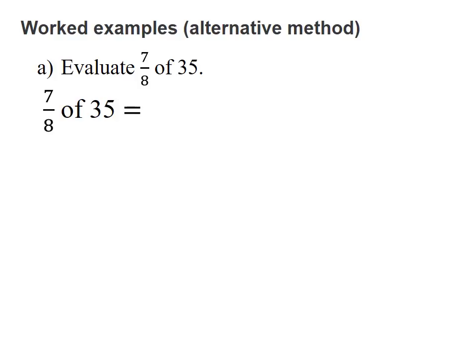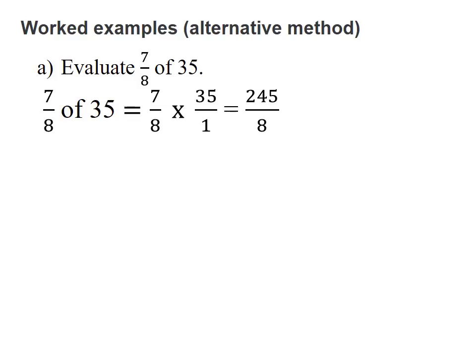So here's an alternative method for working out the same sum. So it still evaluates 7/8 of 35. 7/8 of 35 is the same as 7 over 8 times 35 over 1. And to work this out, we just multiply the top line, which is 7 times 35. 7 times 35 gives you 245.